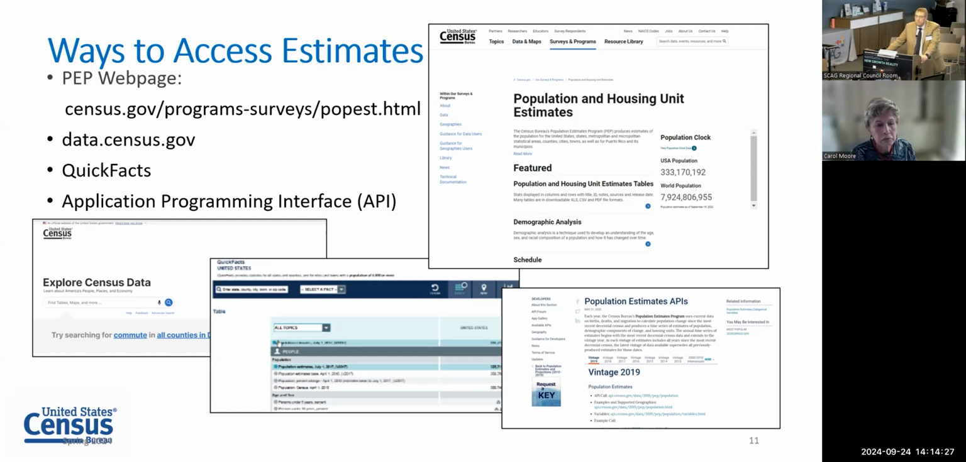No, we produce, at every level, we produce resident population, but at the national level, we do break it down into different universes. So household population and group quarters population would be two separate universes. And we also have the civilian non-institutional population. So does that get at your question?